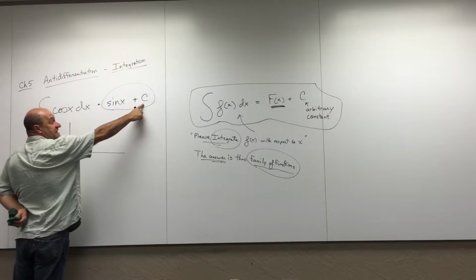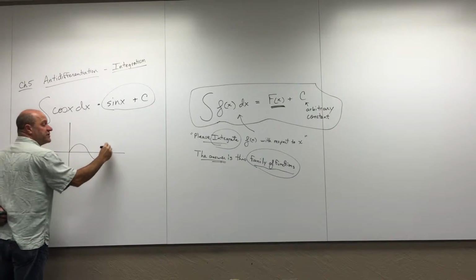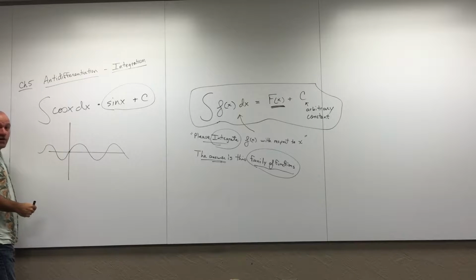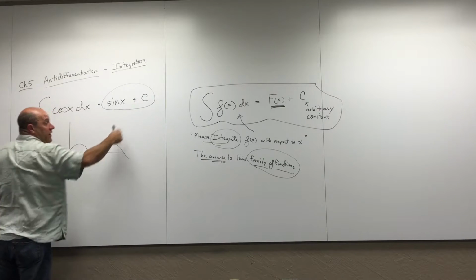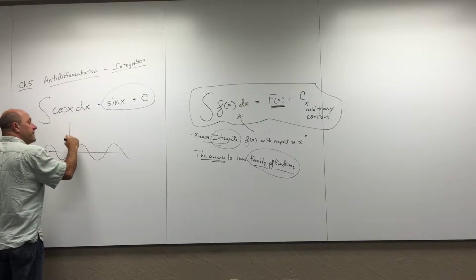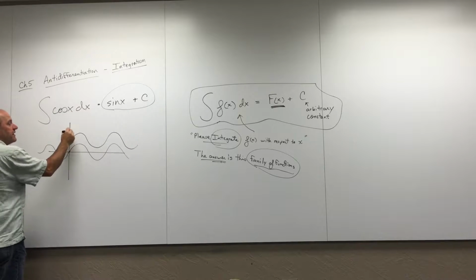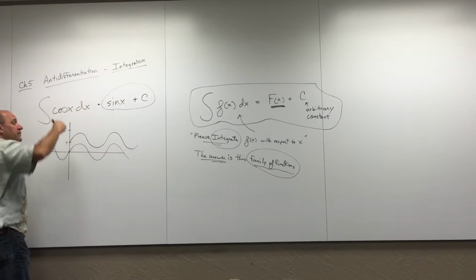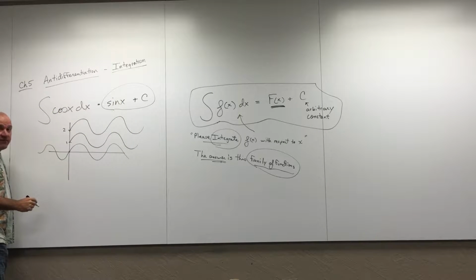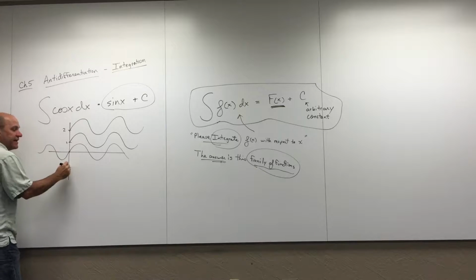Listen, if c is 0, then it's just a sine function, which looks like this. So here's a picture of it when c is 0. If c is 1, what is it? It's the sine function pushed up 1. So now it's this. What if c is 2? It's the sine function pushed up 2. So now it's this. What if c is negative 1.74? Then it's pushed down 1.74, and it's a sine function.